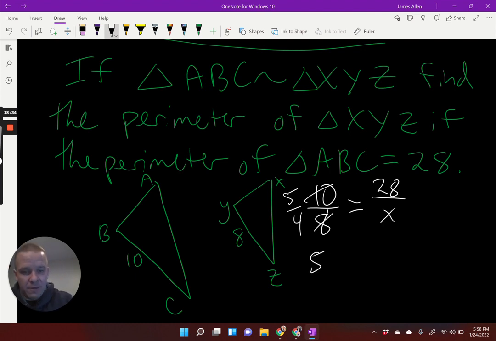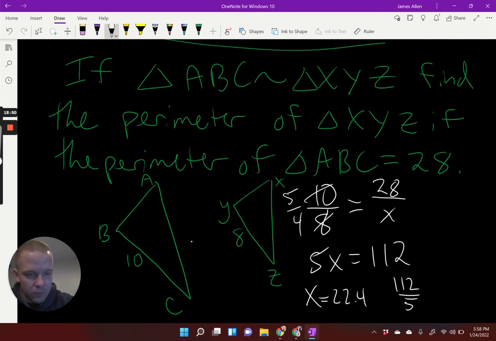All right, so I get 5X, and then we get 112. Just checked it on the TI-84. We're good. So I get 112, and I'm going to divide that by 5. Now we'll either get 22.4, or we can just leave it as 112 over 5 that you cannot simplify. So boom, there's my perimeter of triangle XYZ.